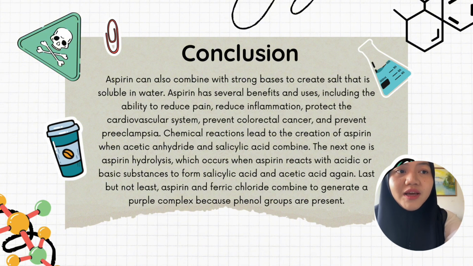The next one is aspirin hydrolysis, which occurs when aspirin reacts with acidic or basic substance. It will form salicylic acid and acetic acid again. Last but not least, aspirin and ferric chloride combine to generate a purple complex because of the presence of phenyl group.